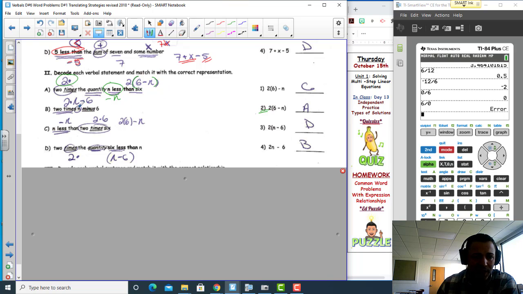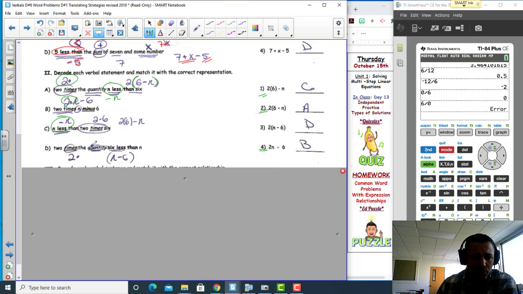Letter B, 2 times n, twice n, minus 6. Subtract 6. That was pretty easy. Letter B should have been response 4. Letter C, everybody, n less. Less most often comes last. That's being subtracted from 2 times 6. So that's 2 times 6 less n. And letter C is response 1.